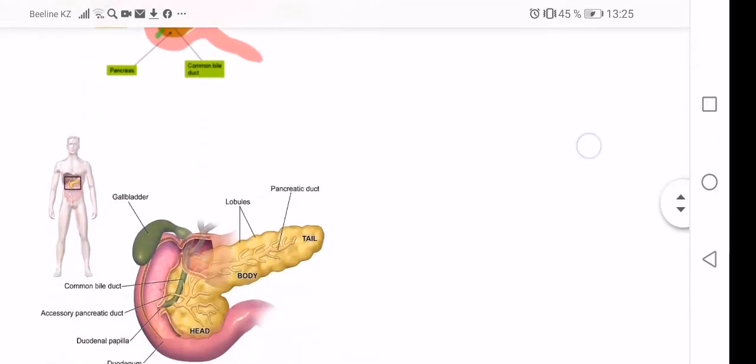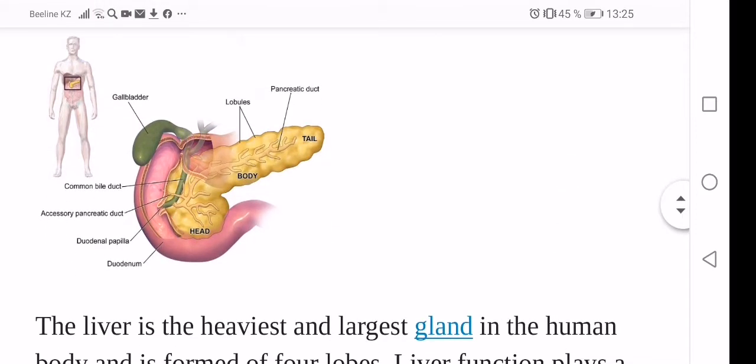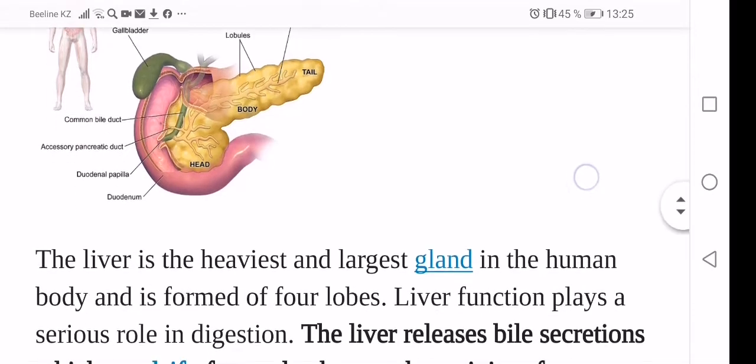Upper. This is gallbladder and duodenum and pancreas.